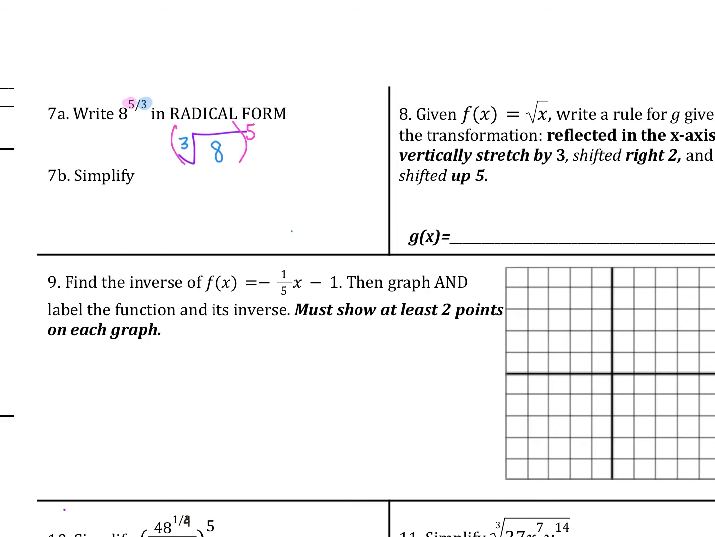And we can simplify cube root of 8. Cube root of 8 is 2 times 2 times 2, and we need 3 of them to be perfect. So therefore, it's just 2 to the 5th power. Remember, 2 to the 5th power is 2 times 2 times 2, 5 times, right? So 2 times 2 times 2 times 2 times 2, which is 32.